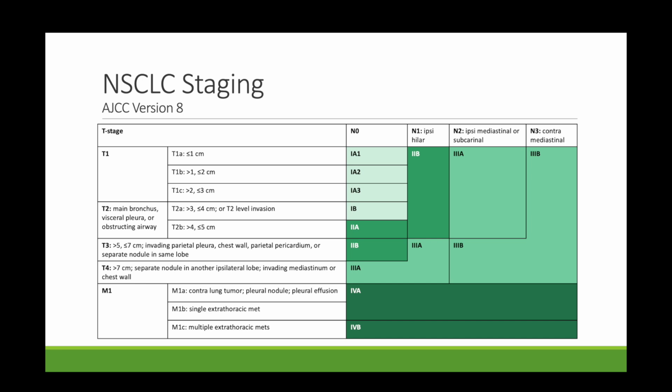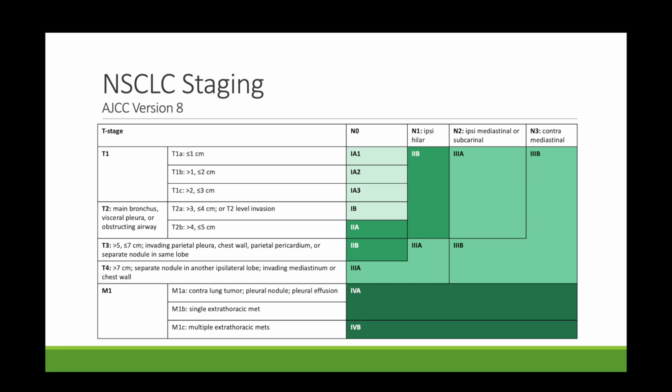If there's parietal pleural invasion, chest wall invasion, invasion of the parietal pericardium, or a separate nodule in the same lobe, that can also make you T3. And then finally, T4 stage is if there's a separate nodule in another ipsilateral lobe. So for example, if you have a right upper and a right middle lobe lesion, that would be T4. Or if disease is either invading into the mediastinum or if it's invading into the chest wall.